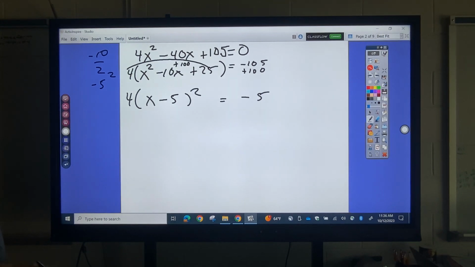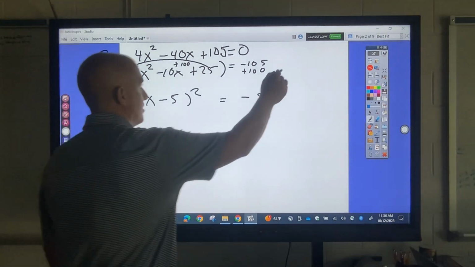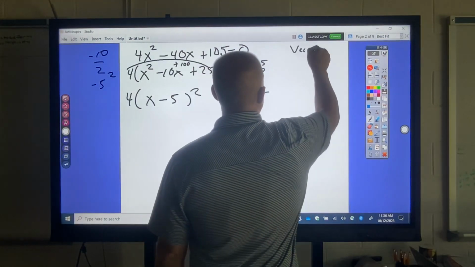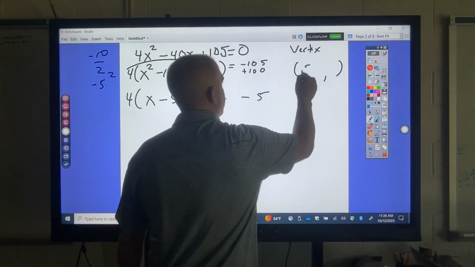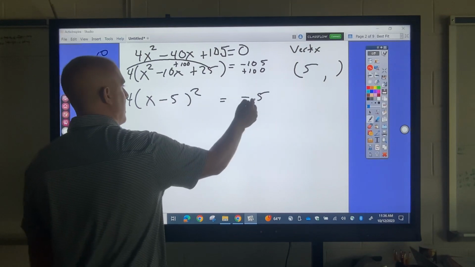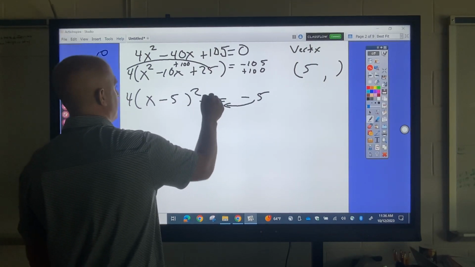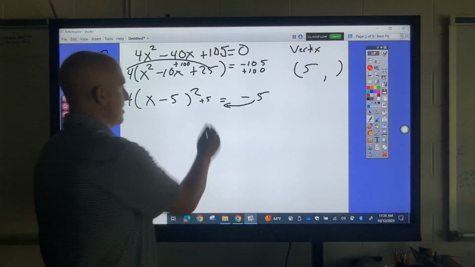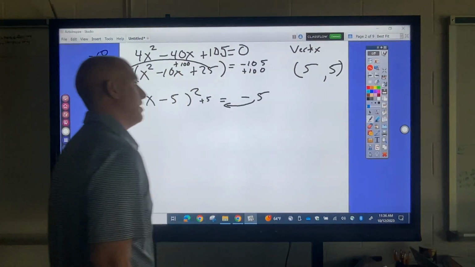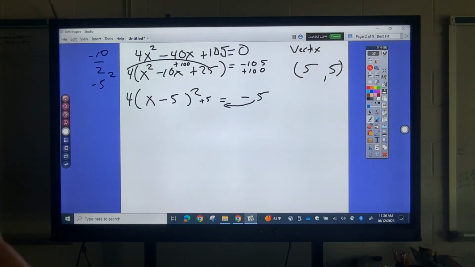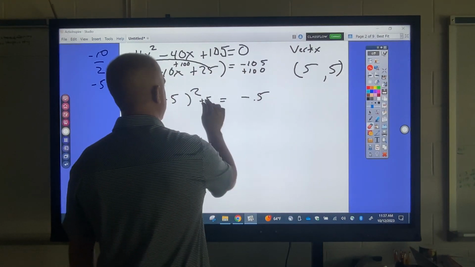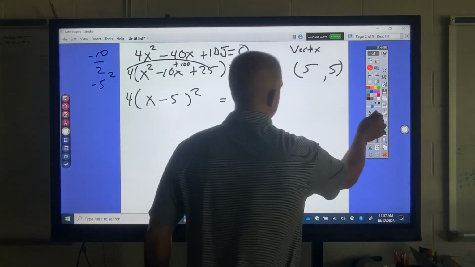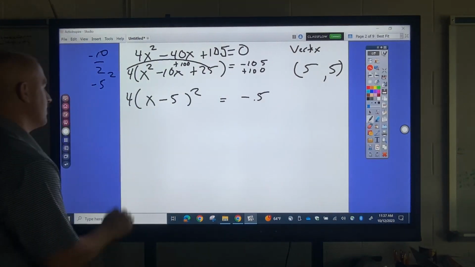All right, if I'm finding the vertex, very simple. I solve what's on the inside. If I solve what's on the inside, I would get 5. Move that back over, that would be positive 5. So my vertex there would be 5 as well. So it's a quick way of finding the vertex for that one. Now let's go into the solving.